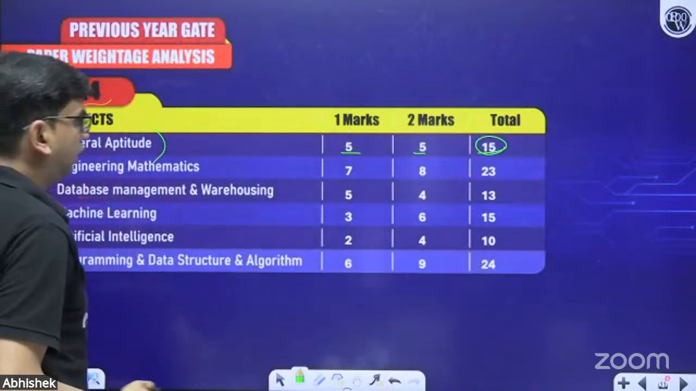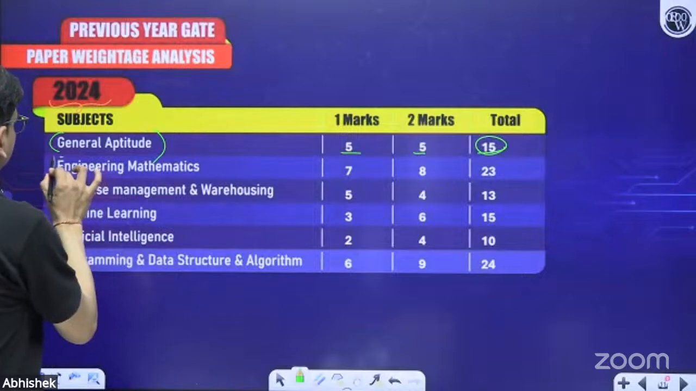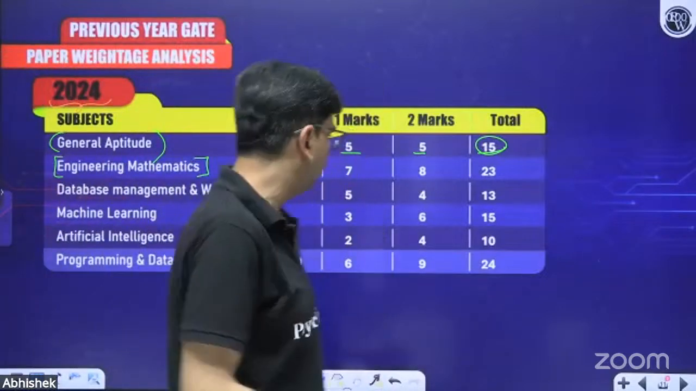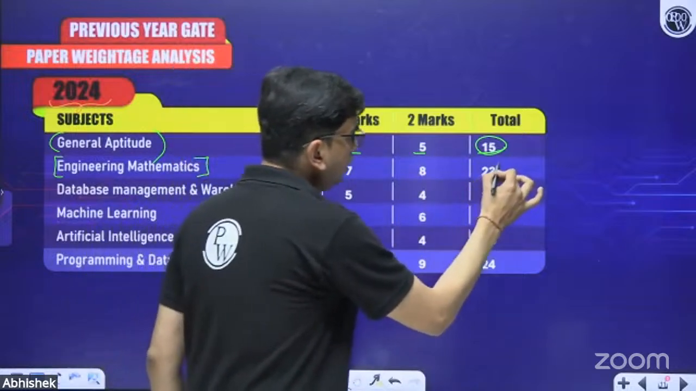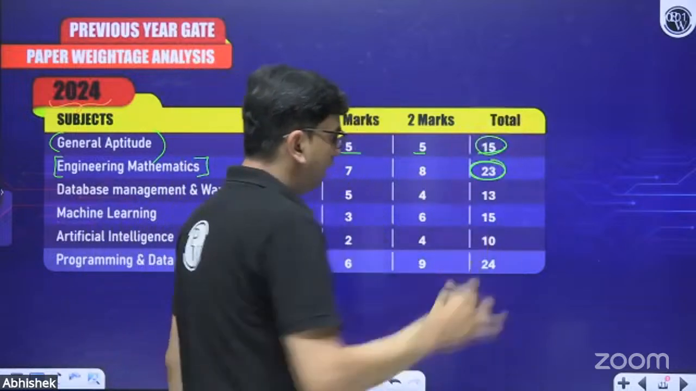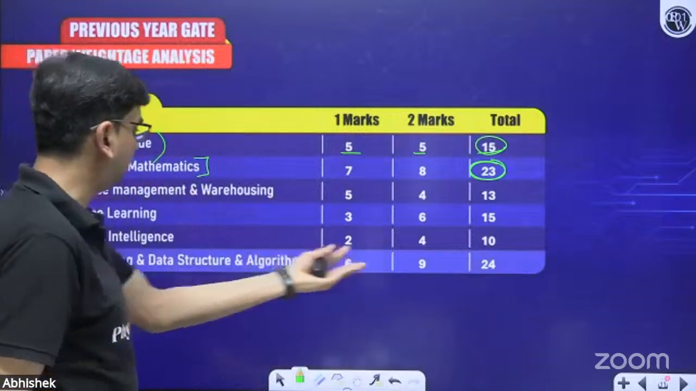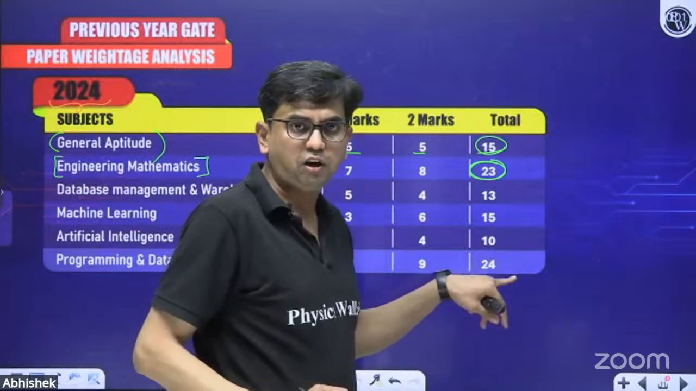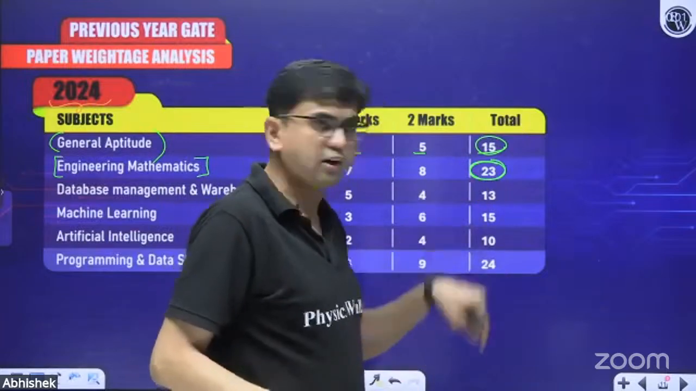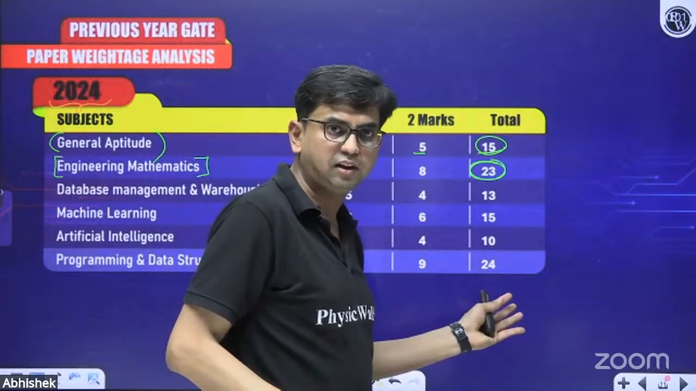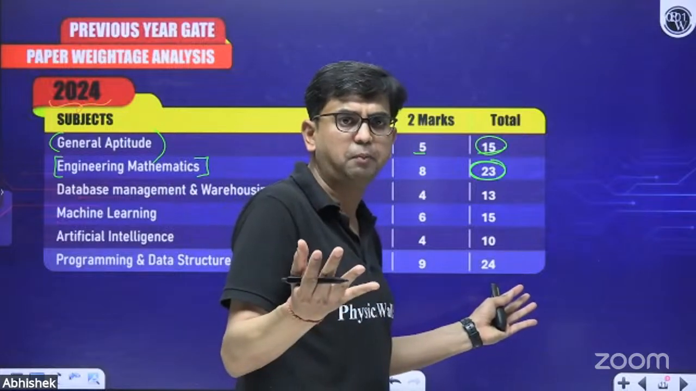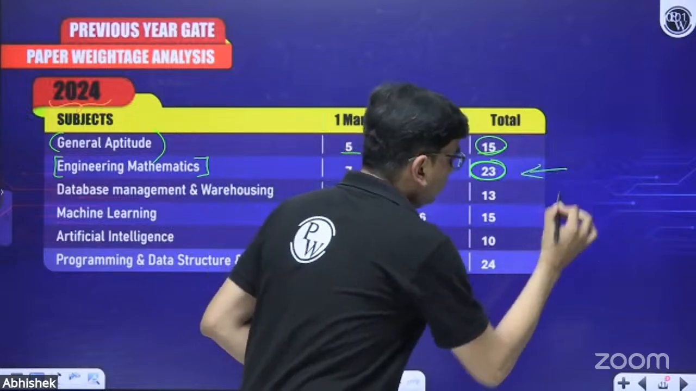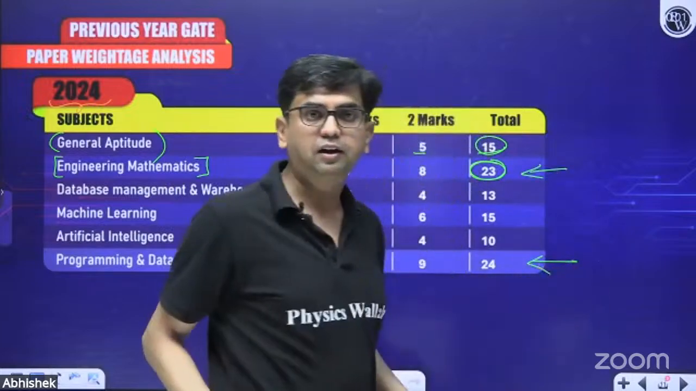Then in the engineering mathematics part, there are 7 questions of 1 mark and 8 questions of 2 marks, 23 marks. This is the high weightage after programming, algorithm and data structure. Programming, algorithm and data structure was 24 marks last year, and this is 23 marks. So this is the second highest and that is the highest. 1 mark is not making much difference. It's all about equal. So these 2 are the major part in the previous year GATE DA paper.